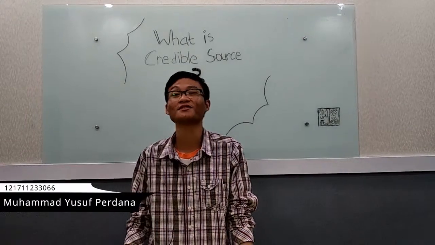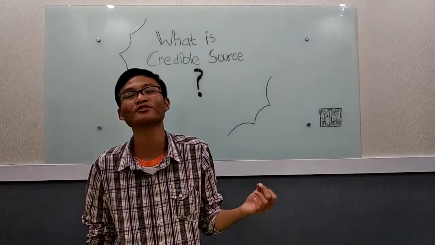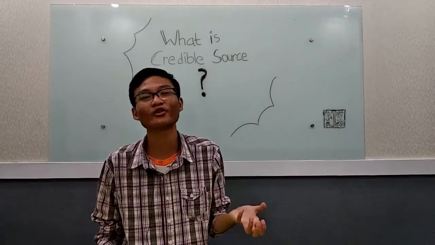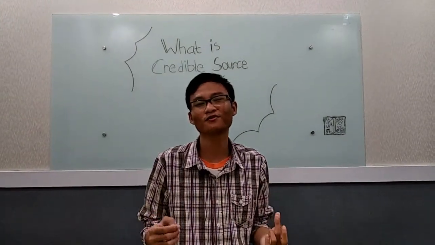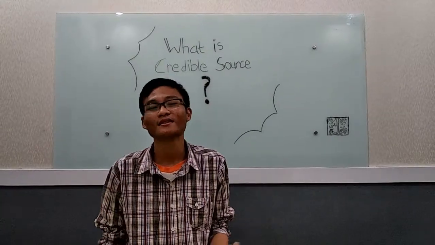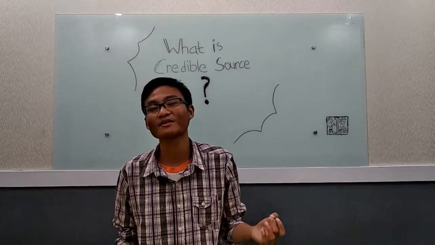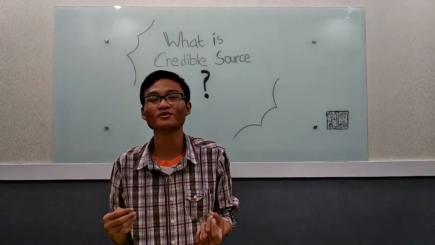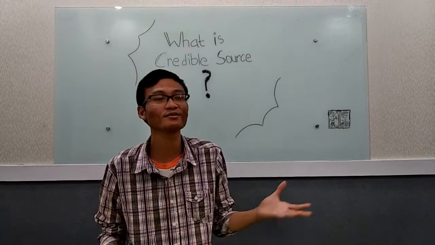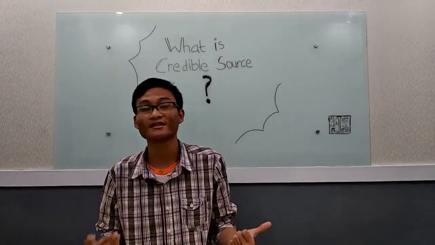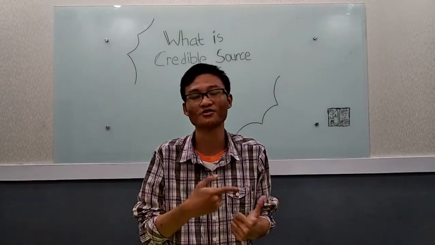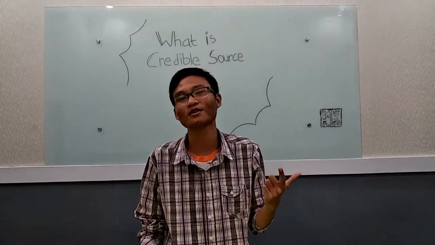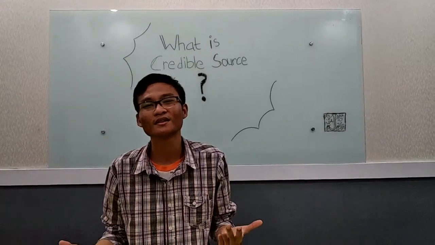Okay, first things first, I want to explain to you what a credible source is. A credible source means data that comes from research or from academics, for example a journal. But how do you find a credible source? Well, first, it can be found in journals, videos, and also conference notes.